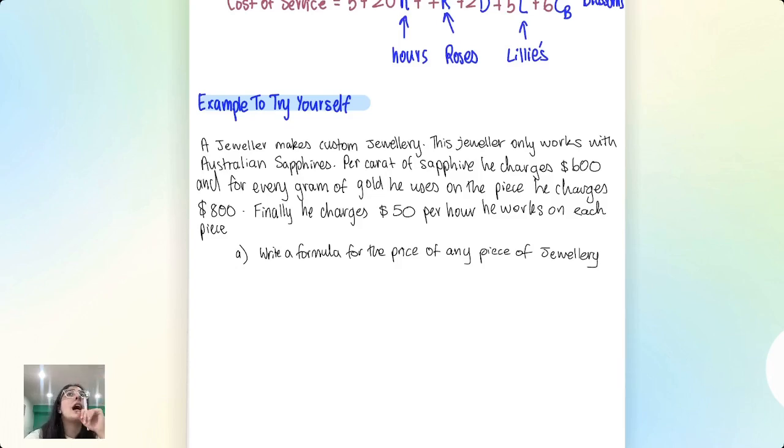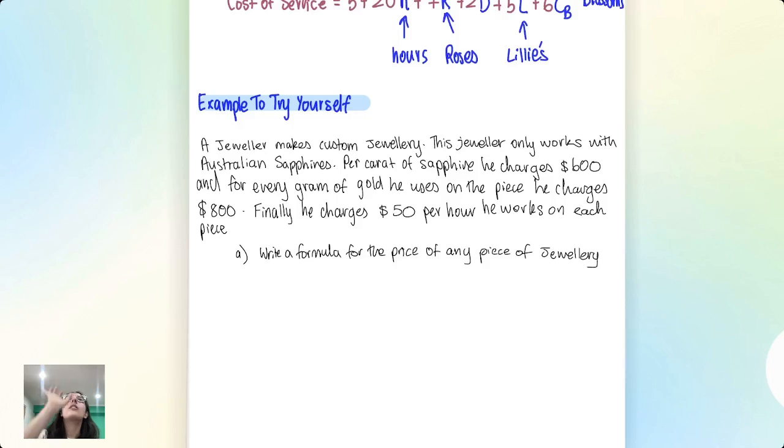And for every gram of gold he uses, so he only makes gold jewelry with sapphires, for every gram of gold he uses on the piece, he charges $800. So if there's 1 gram of gold, it will be $800. If there's 5 grams of gold, it will be 5 times $800. Finally, he charges $50 per hour that he works on the piece. So if he works on the piece for 100 hours, he's going to charge 50 times 100 hours.